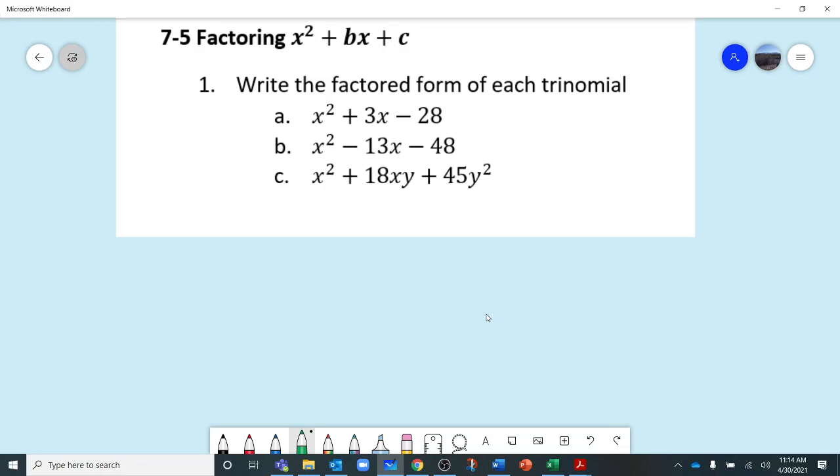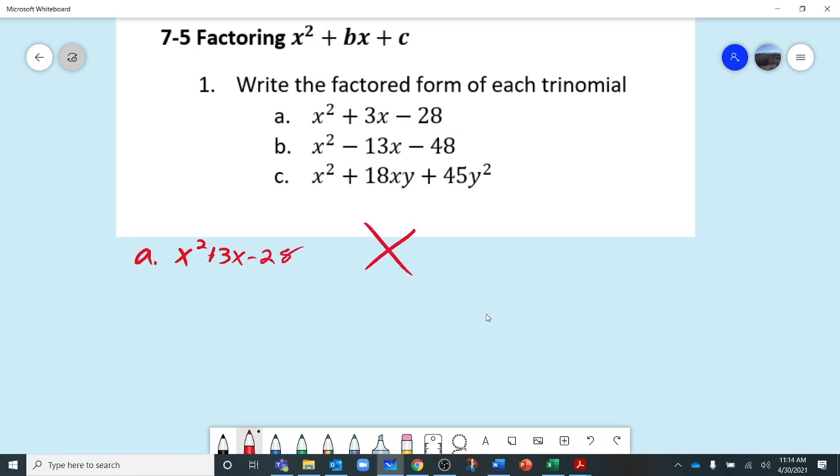All right, 7-5, factoring x squared plus bx plus c. So we're going to factor these into two binomials. This is going to be a little bit more work. I might actually have to break this up into a couple of videos. But let's start with A, x squared plus 3x minus 28.